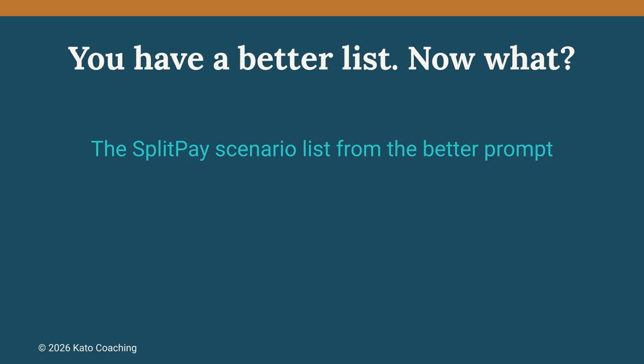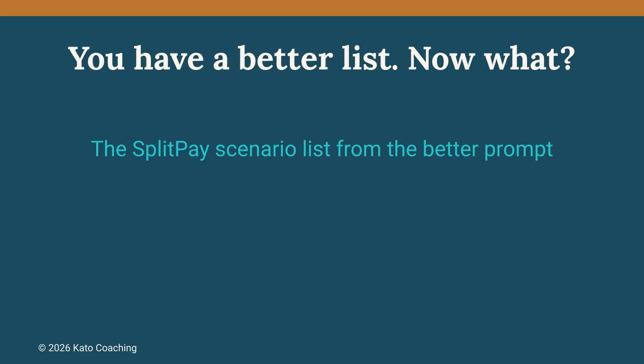Last time I showed you how to get AI to produce scenarios worth thinking about: scope, context, and changing right test cases to what should I be thinking about. You got a better list. Now you have 12 scenarios in front of you. The question is, what do you do with them?